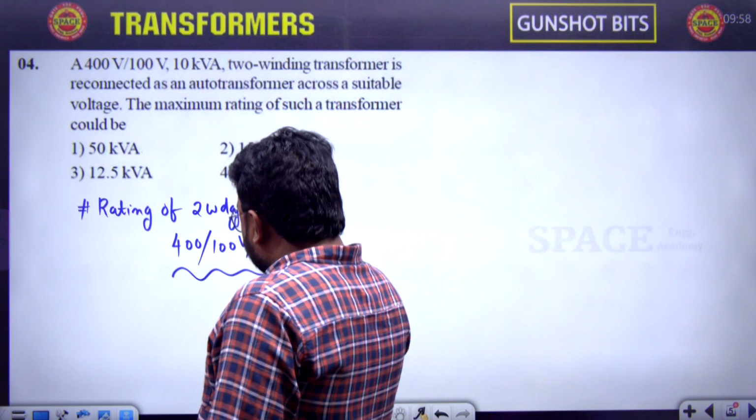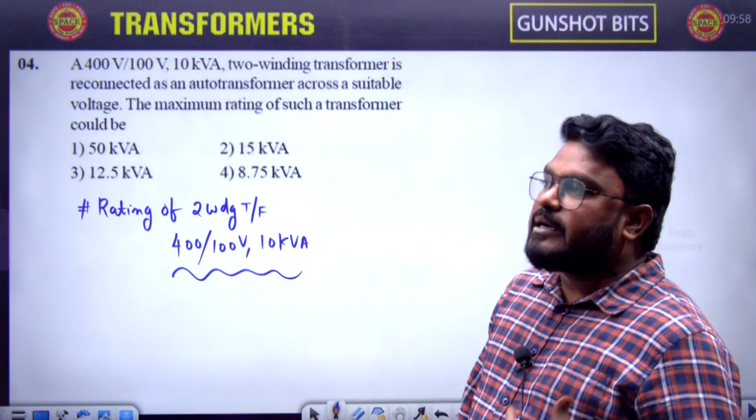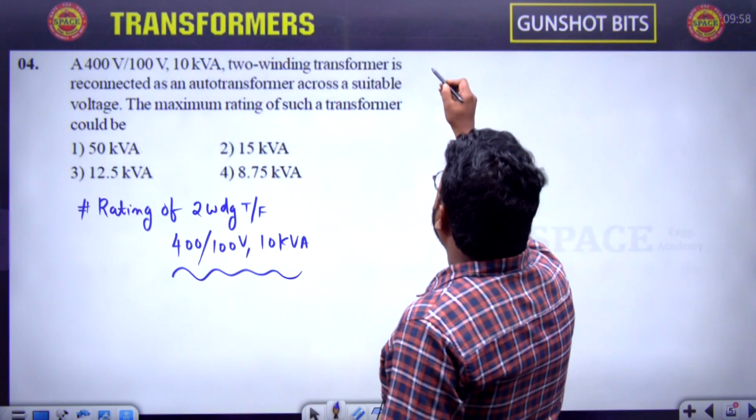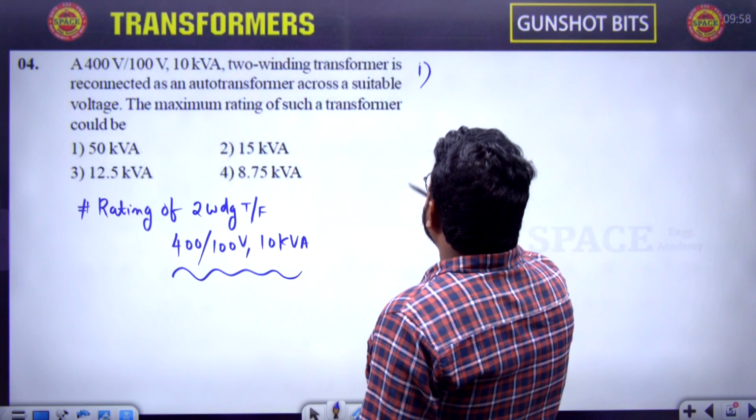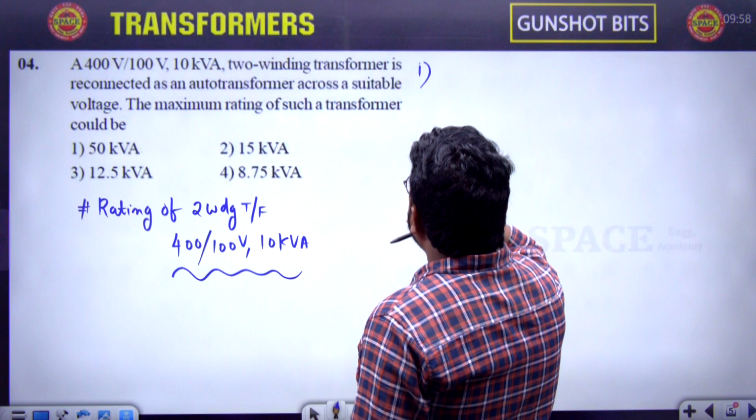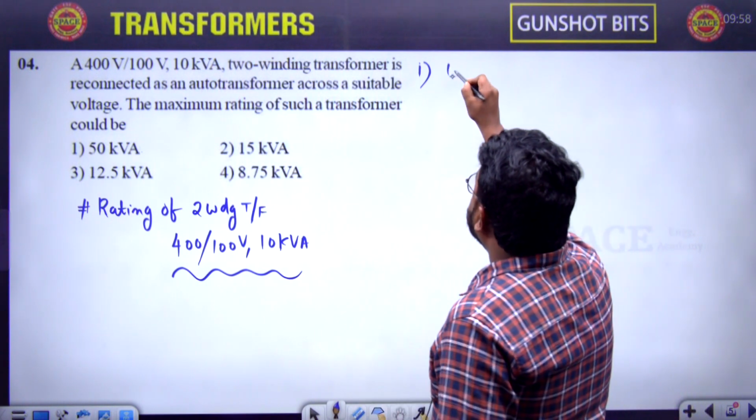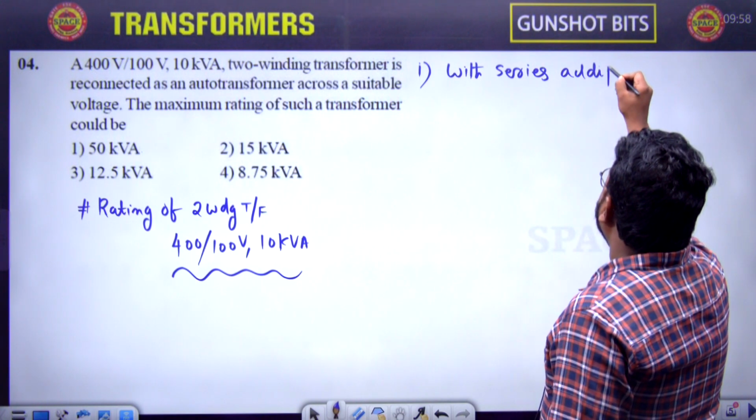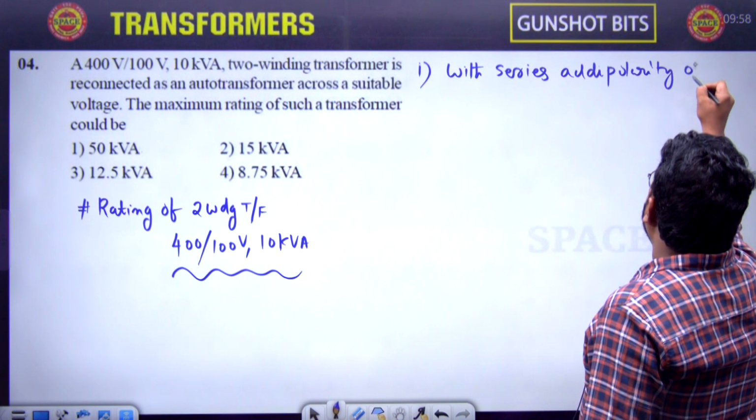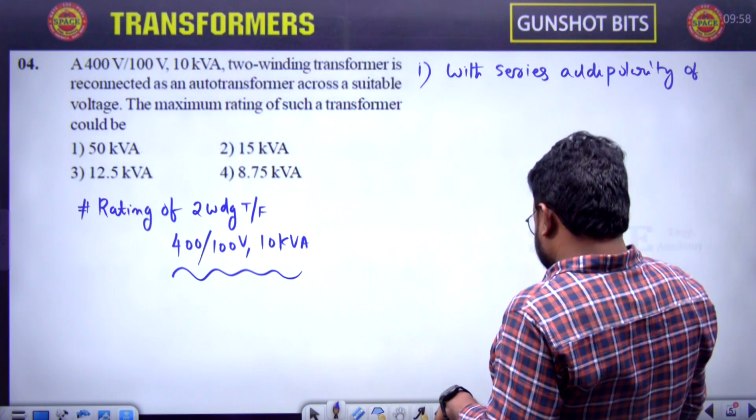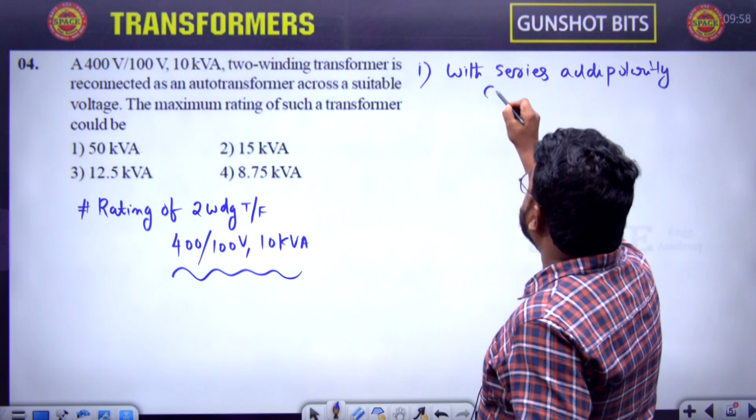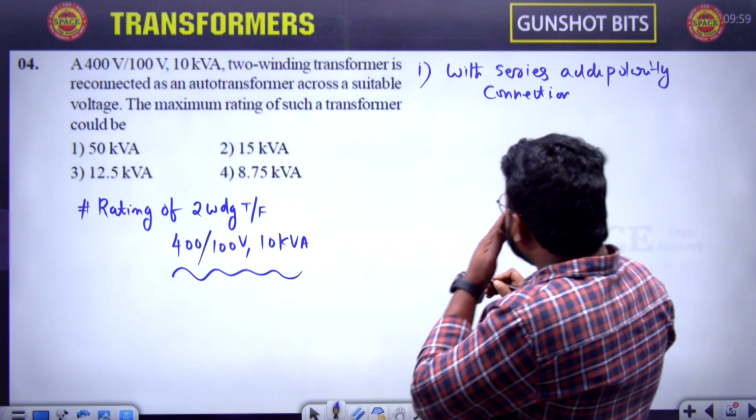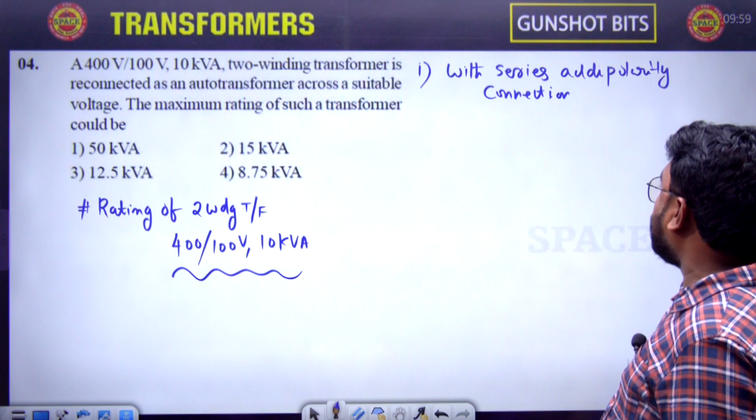So by using this rating, this two winding transformer can be connected in 4 ways of auto transformer. Consider the first one as case 1: connected as an auto transformer with series additive polarity. Here consider this one as the supply voltage, so we have a series additive polarity connection.